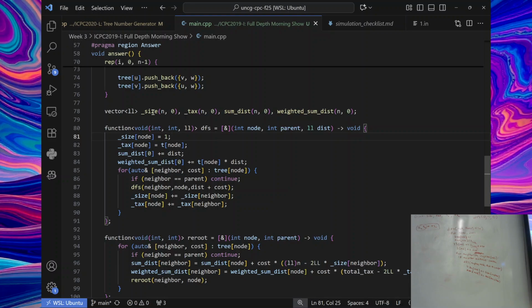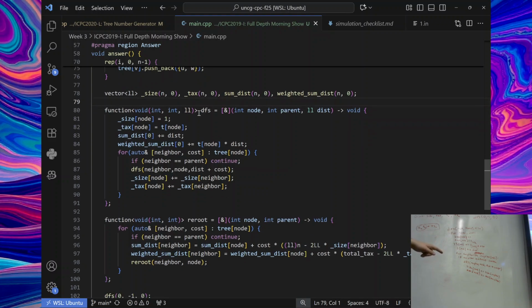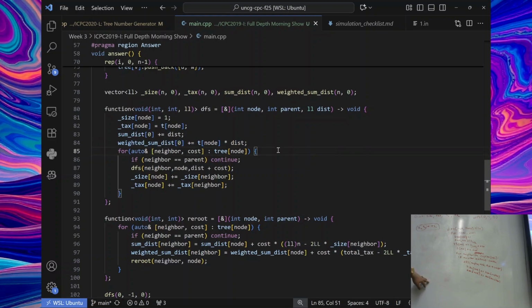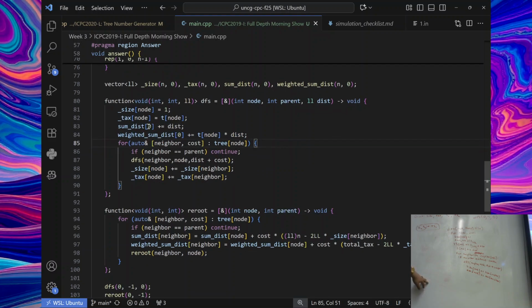Then size, tax, and sum distance is our S, and weighted sum distance is our TS. Okay? Now here's our first DFS. This is going to look pretty identical to up here, right? Set size to 1, set tax to the current tax, add to our sum distances and weighted sum distances for the root.